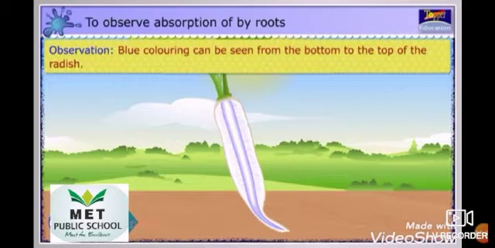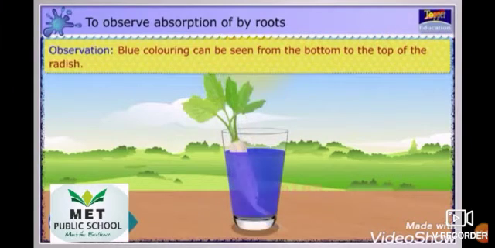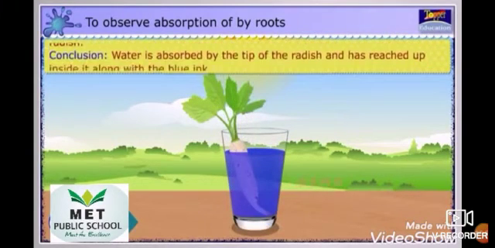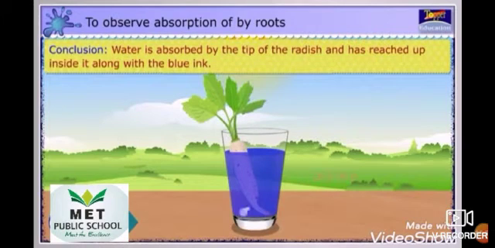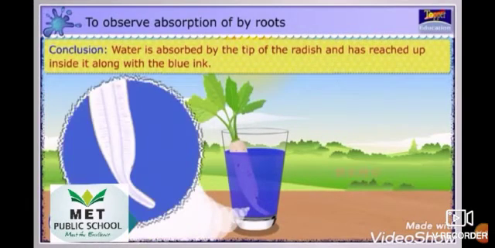You can also do this at home. Keep the radish in a tumbler or a smaller glass with ink, and afterwards cut it in halves and you can see the color change. That coloring you can understand. So finally we concluded water is absorbed by the tip of the radish. Do you see the tip? The last place, that is called the tip.